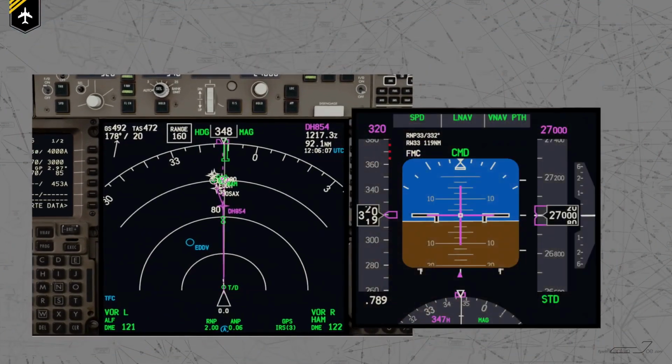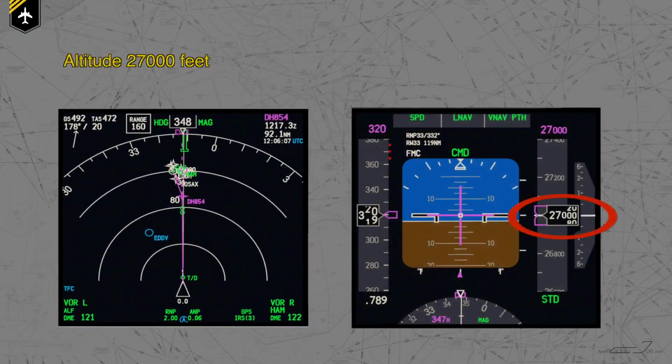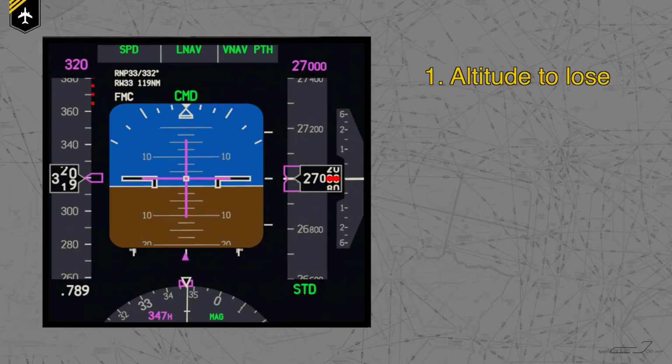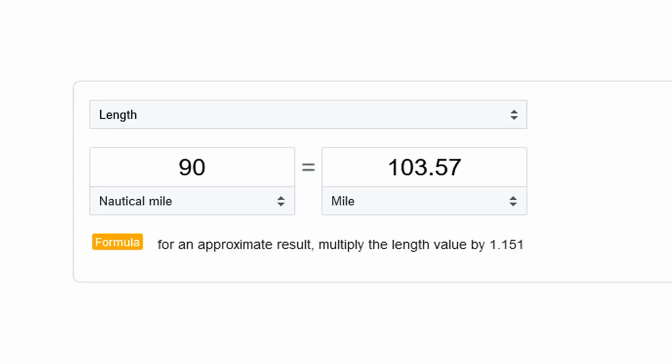As you see on the PFD and ND, we're at 27,000 feet with a speed of 320 knots. We want to calculate the distance we need to fly a continuous descent profile. So we're going to cross out the last digits and divide that by 3. So 270 divided by 3 equals 90. So 90 nautical miles is the minimum distance we'll need for our descent. Here we need a minimum of 90 nautical miles of flat land, or flat baseline, to calculate our descent. 90 nautical miles equals to about 103 miles.